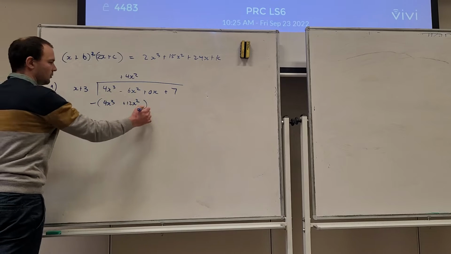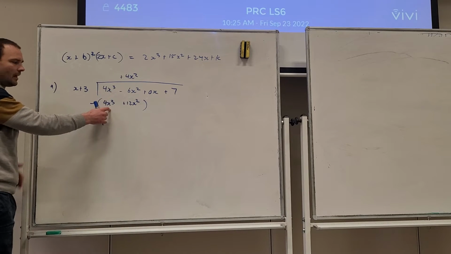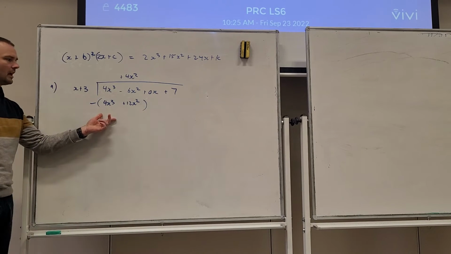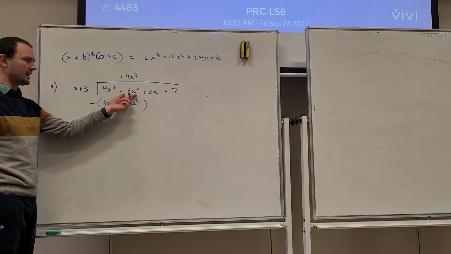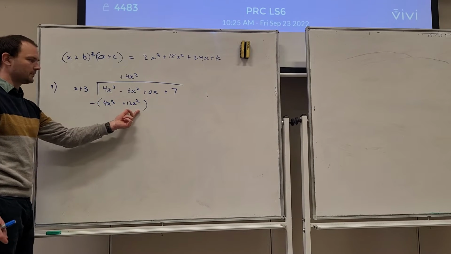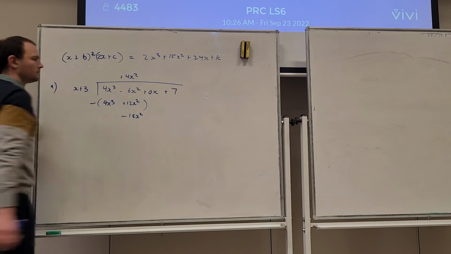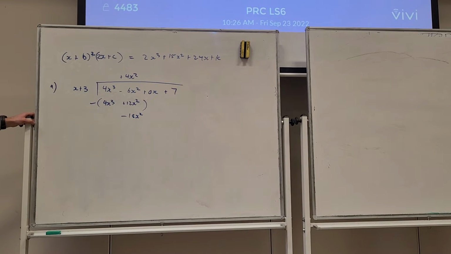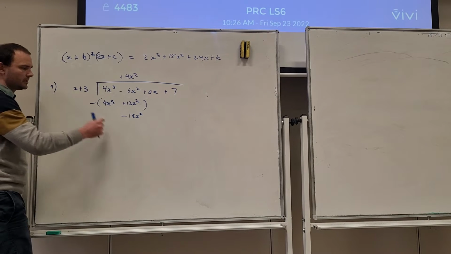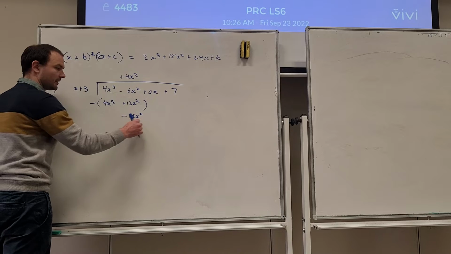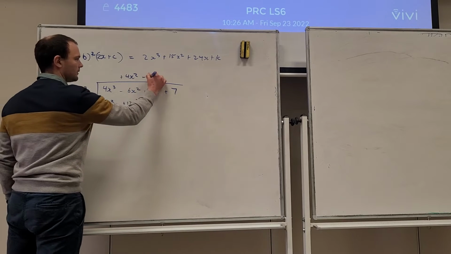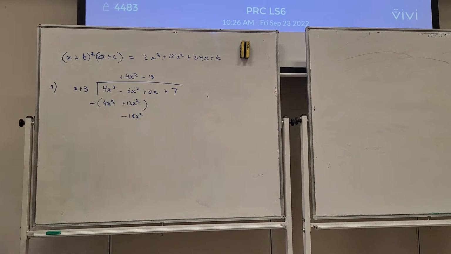And then we subtract it away, don't we? We subtract 4x to the 3, that part cancels, and then we look here, we've got minus 6x squared, take positive 12x squared, gives us minus 18 lots of x squared. So our next question is, what do we multiply x by to get minus 18x squared? And that's where we're going to have minus 18.